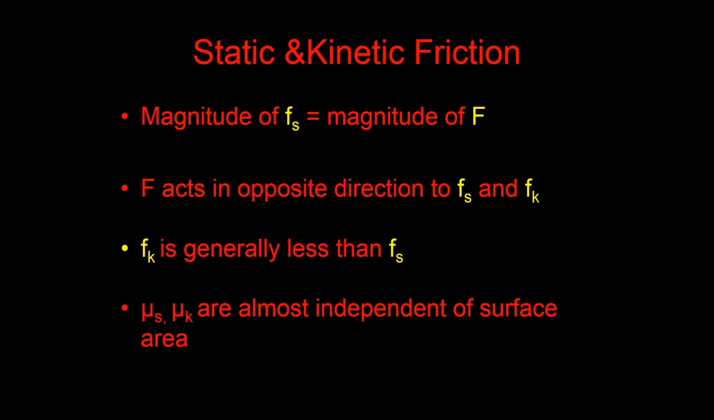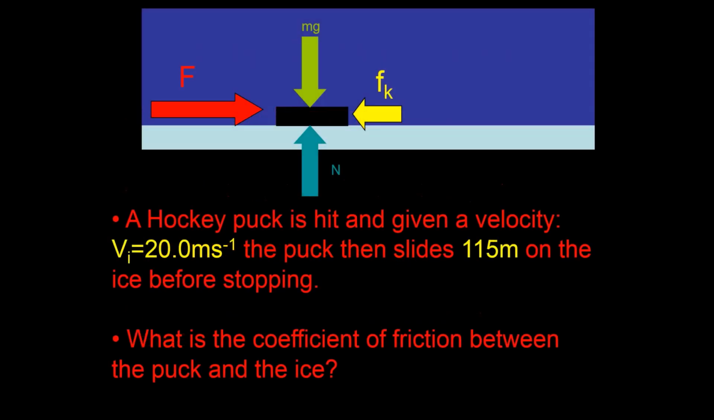So let's look at a situation that's very kinematic in detail. Here we have a hockey puck. The hockey puck is hit and given a velocity of vi equals 20 meters per second. The puck then slides 115 meters on the ice before stopping. The question is, what is the coefficient of friction between the puck and the ice? This is a moving situation, so we'll have Fk. Fk is going to be equal to mu k N. The question is asking, what is mu k in this case between these two?